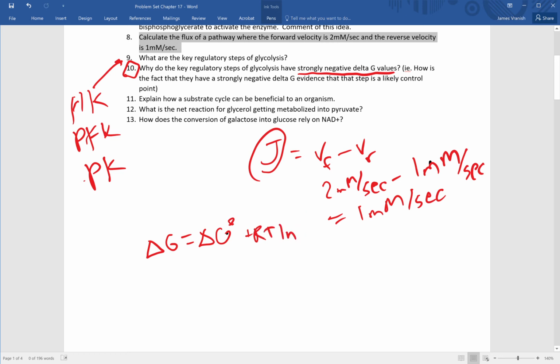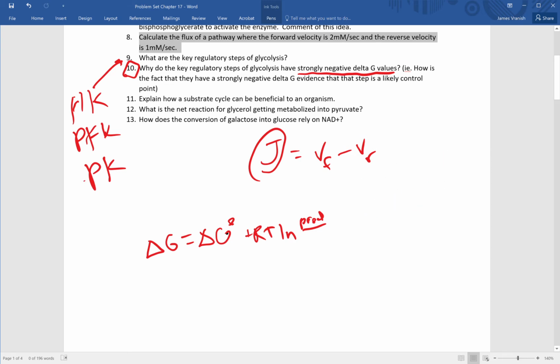So let me write this out. Our equation for delta G is delta G naught plus RT times the natural log of Q, where it's just concentration of products over concentration of reactants. Now, a likely control point is going to be one in which the rate of the enzyme reaction is very slow. So it's a rate limiting step of the pathway.